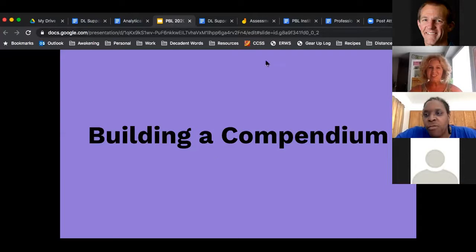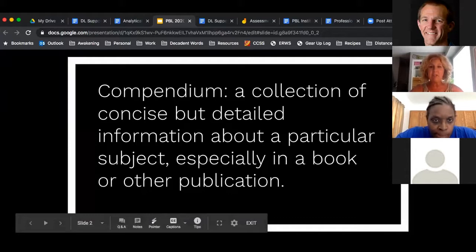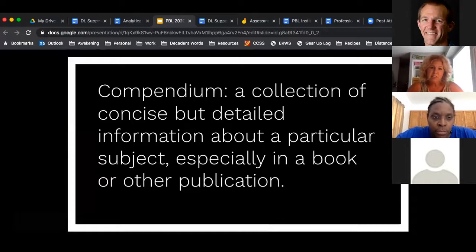Let's go ahead and take a little tour through some ideas and suggestions that I have for you. First of all, the Webster's definition of a compendium is a collection of concise but detailed information about a particular subject, especially in a book or other publication. A compendium, in the way that we define it for the purposes of the project, is a collection of a variety of documents that are connected to the project in some way. So that's the formal definition.